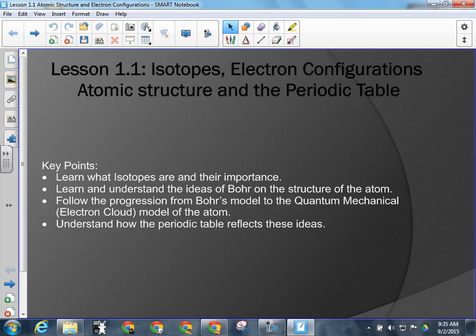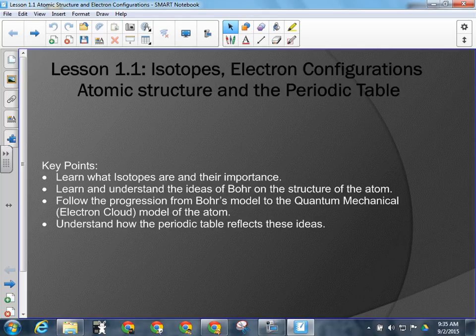For example, hydrogen, the most common form of hydrogen, has one proton and one electron. But occasionally you will have hydrogen atoms that have a neutron as well, or even two. And we call that deuterium, because it has neutrons in it. It's not just hydrogen now, it's something else. It still has basically all the same physical properties as regular hydrogen, it's just heavier.